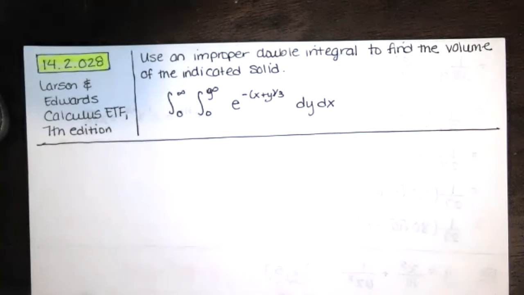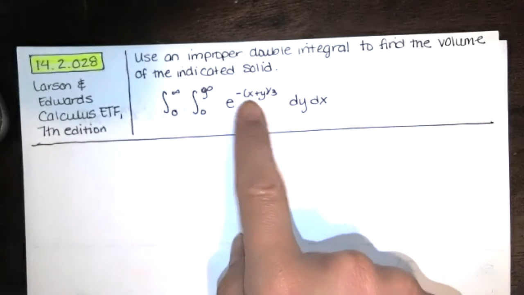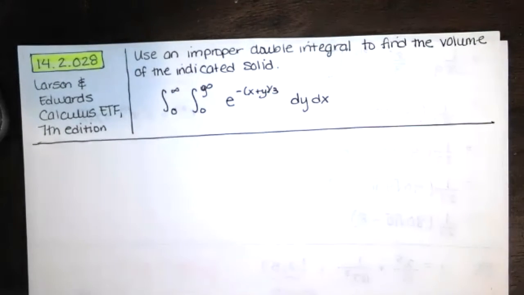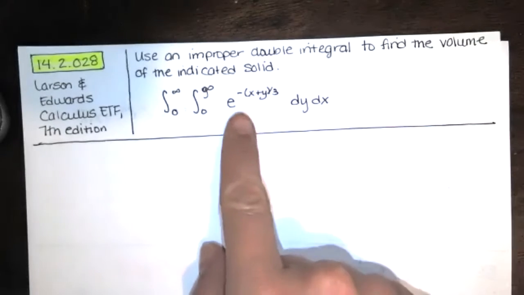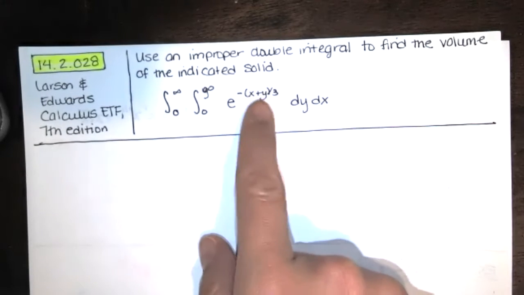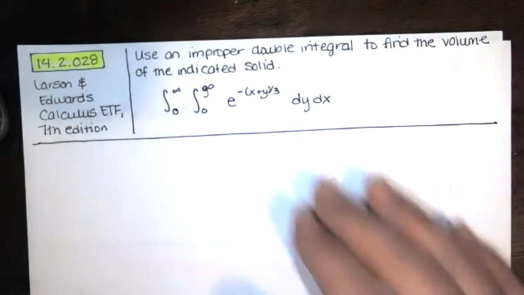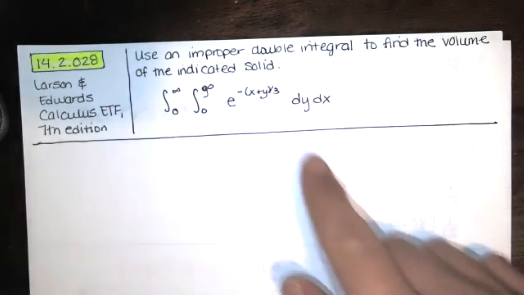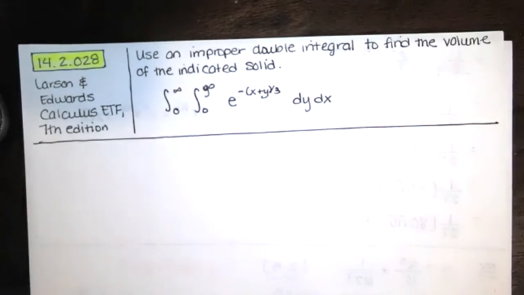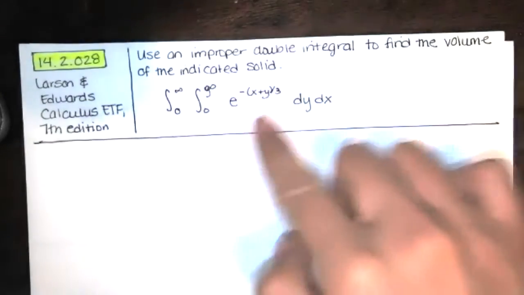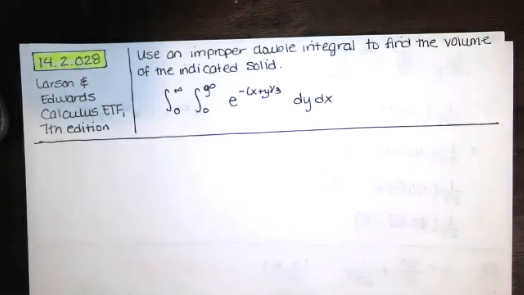So all that's telling us is that we want the volume under this function in that first octant where x and y are both going to infinity, and at the same time as x and y go to infinity, z approaches 0. You can see that when x and y are both 0, z will be e to the 0, which is 1, and then as x and y increase, the integrand will get closer and closer to 0.